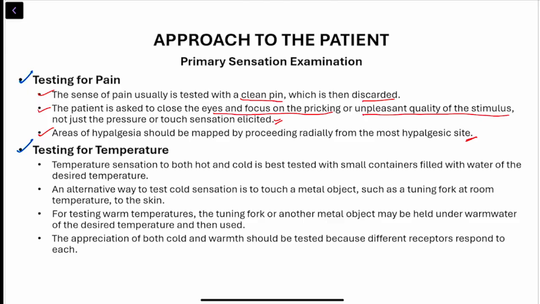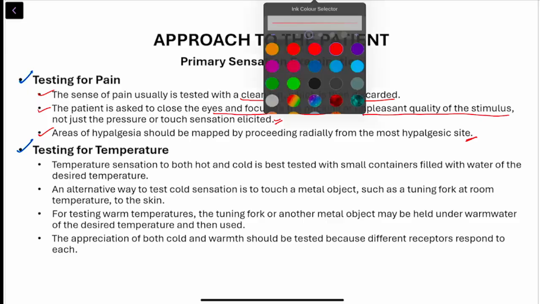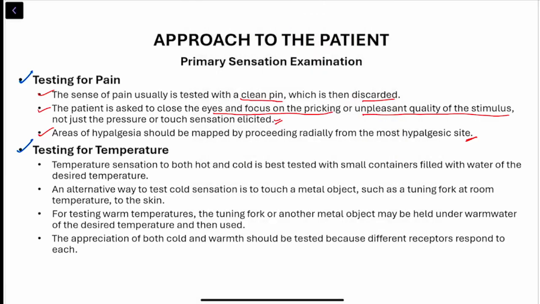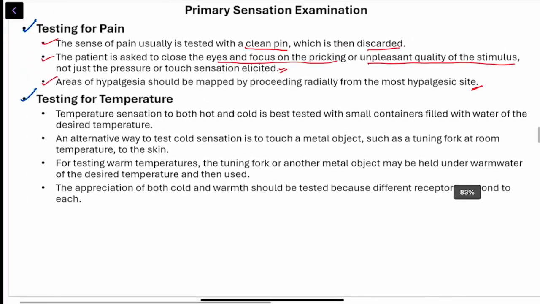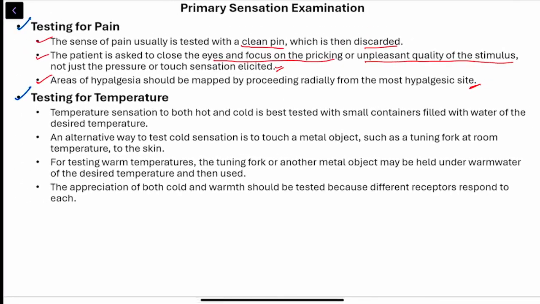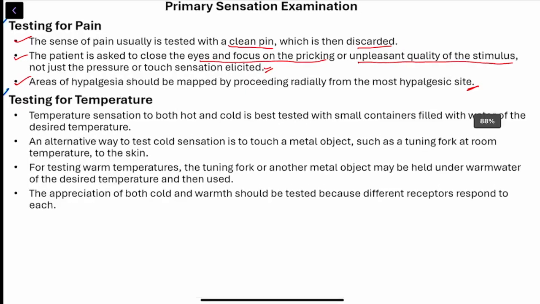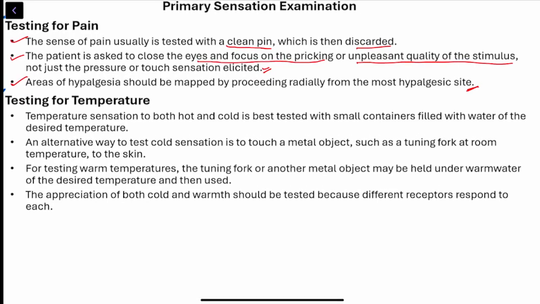Testing for temperature. How do you test for temperature? The temperature sensation to both hot and cold is best tested with small containers filled with water of the desired temperature. We will test this with the help of warm or cold water. Water is safe because we will know how much we can heat or cool it, and we will use that water for testing the particular sensation, hot and cold.